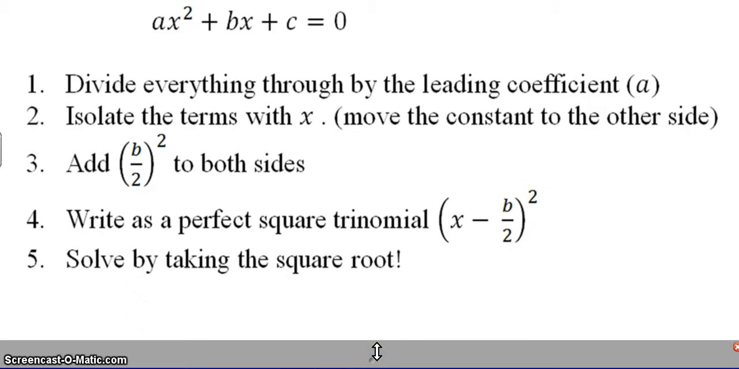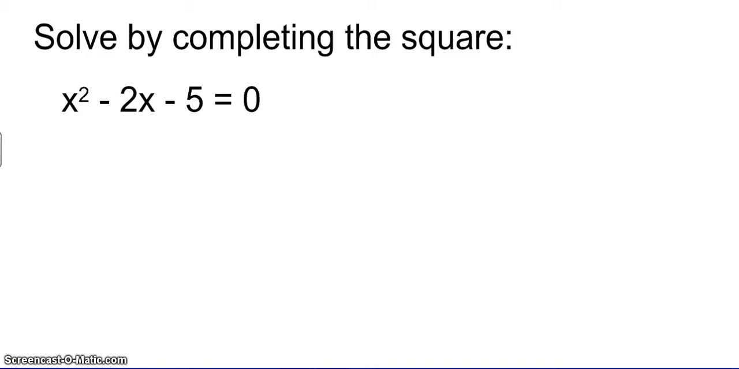These steps look a little more complicated than I think they actually are, so let's go ahead and just jump right into an example so you can see how it works. So, first of all, everything is set equal to 0. There's no greatest common factor that we can pull out, all of that stuff. We're looking to complete the square. So, steps to completing the square. Step 1 is divide everything through by the leading coefficient. Well, in this case, our leading coefficient is 1, so we don't have anything to divide by.